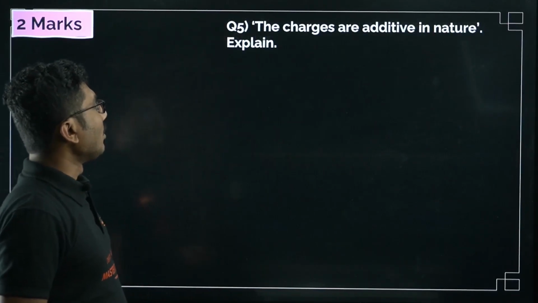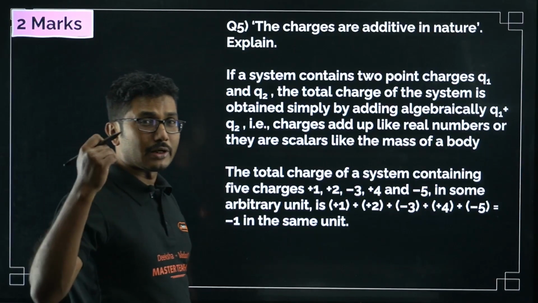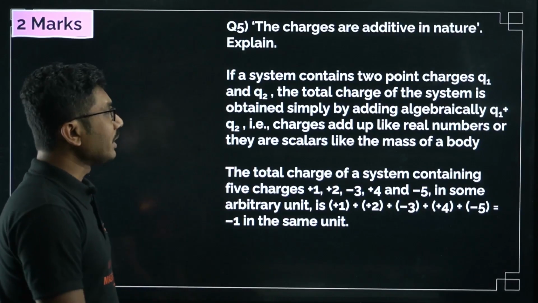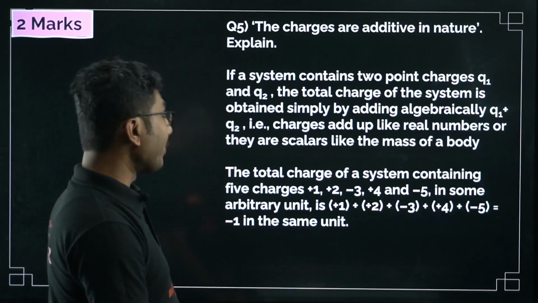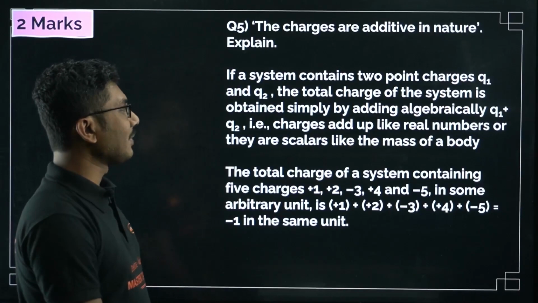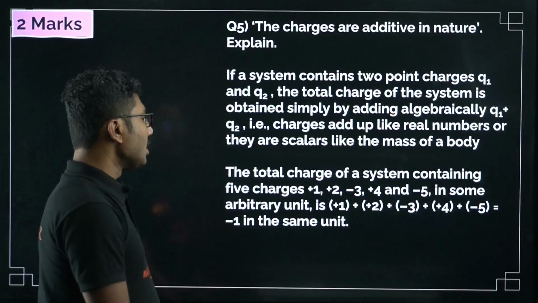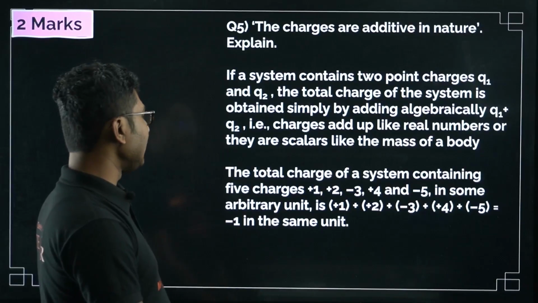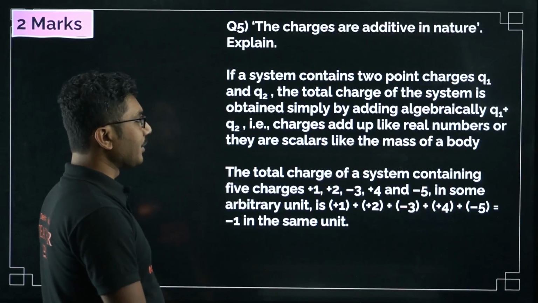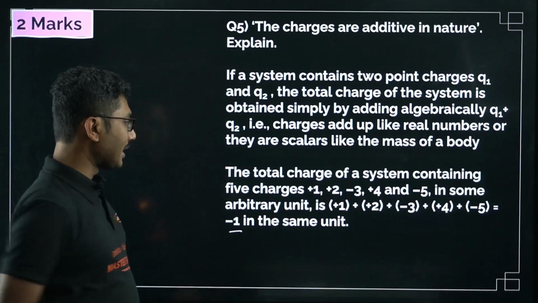Now, charges are additive in nature. Explain. This is also one from your model question paper. If a system contains 2 point charges q1 and q2, the total charge of the system is obtained simply by adding algebraically q1 and q2. That is, charges add up like real numbers, or they are scalars like the mass of a body. The total charge of a system containing 5 charges plus 1, plus 2, minus 3, plus 4 and minus 5 in some arbitrary unit, you just add them algebraically and you get the answer minus 1 in the same unit.